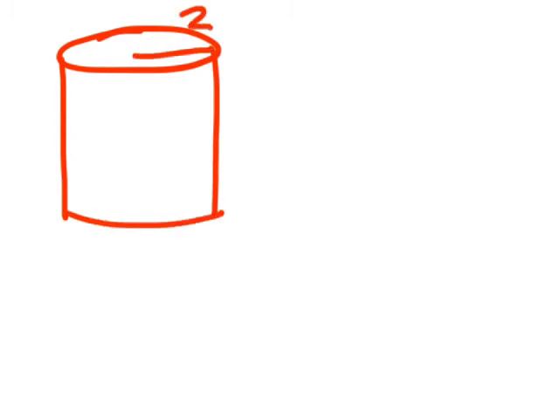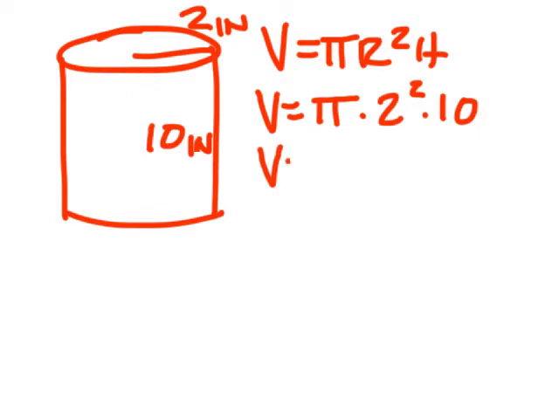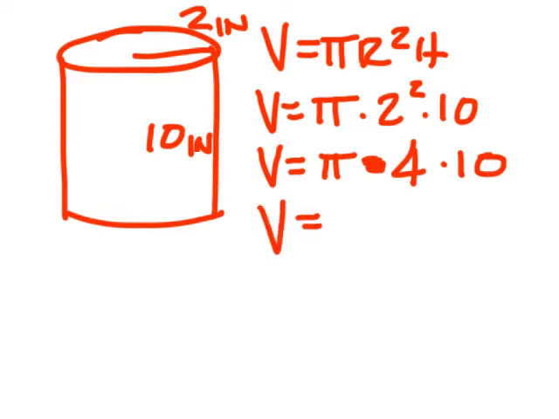Also, if this were your problem for a cylinder, and let's say that R were 2 and this were 10 in terms of inches, first you have to write out the formula, and then you have to plug in the numbers that you know, and then you have to simplify. 2 squared is 4, and then you still have to simplify. 4 times 10 is 40. Then and only then should you be writing down the final answer.